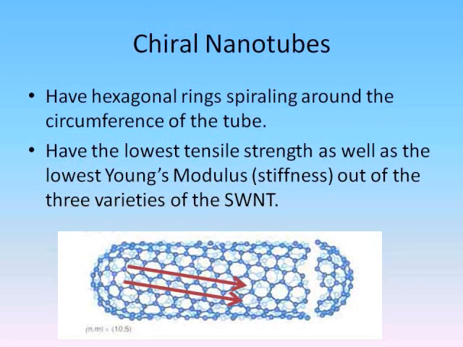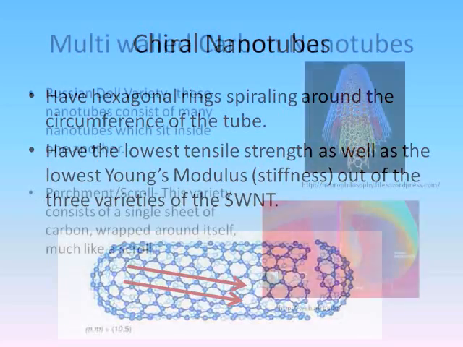The last type of single-walled nanotube is the chiral nanotube. This type has hexagonal rings spiraling around the circumference of the tube. Obviously a different shape, yet very hard to determine just by a first glance. This type has the lowest tensile strength as well as the lowest Young's modulus, or the stiffness, out of the 3 varieties of the single-walled nanotubes.